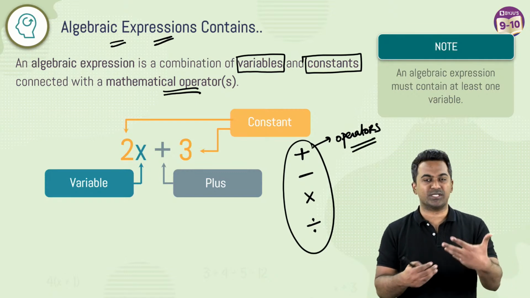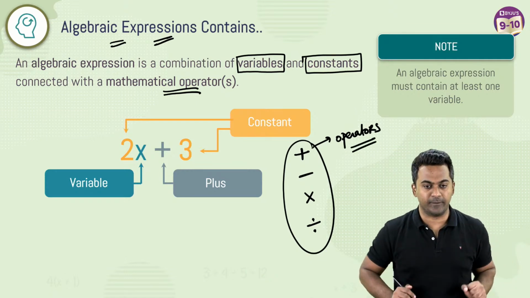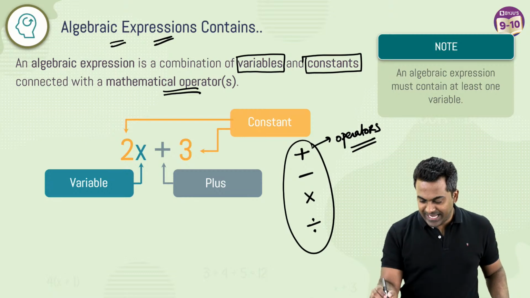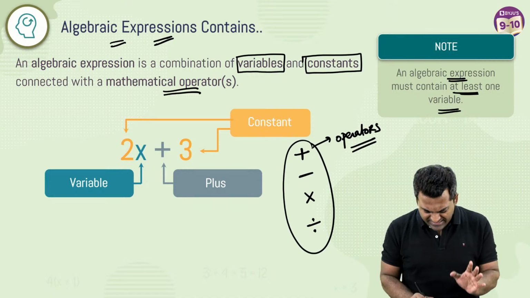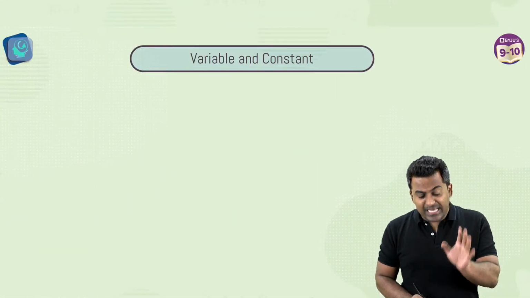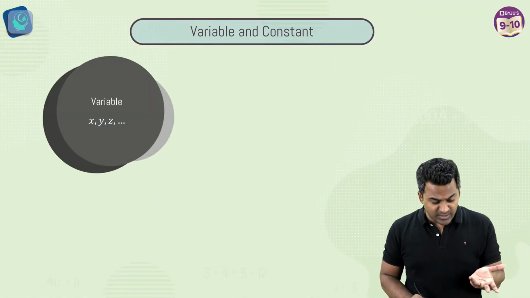You either add, you subtract, you multiply, or you divide, right? Awesome. So an algebraic expression must contain at least one variable. Now, first thing that I'd like to do here is tell you what is a variable and what is a constant, right? So what is a variable here?